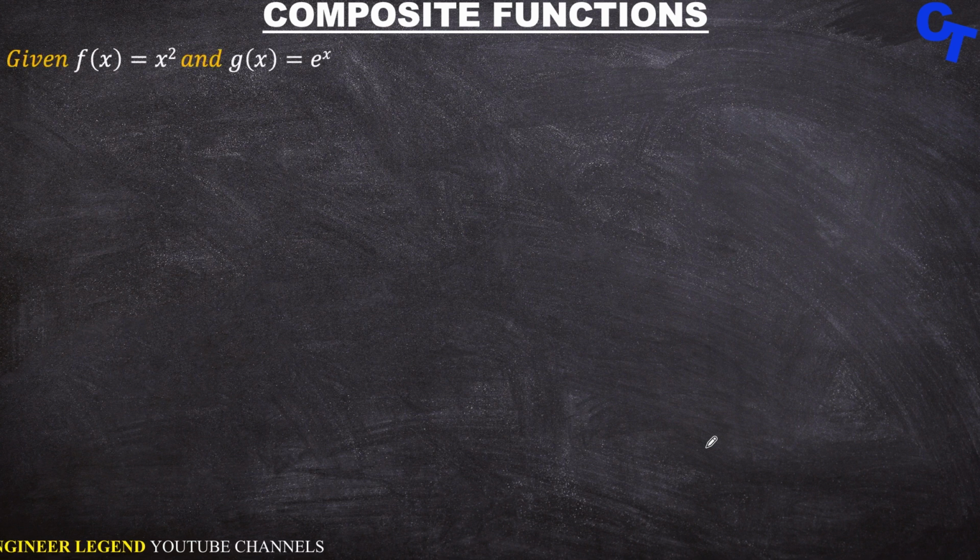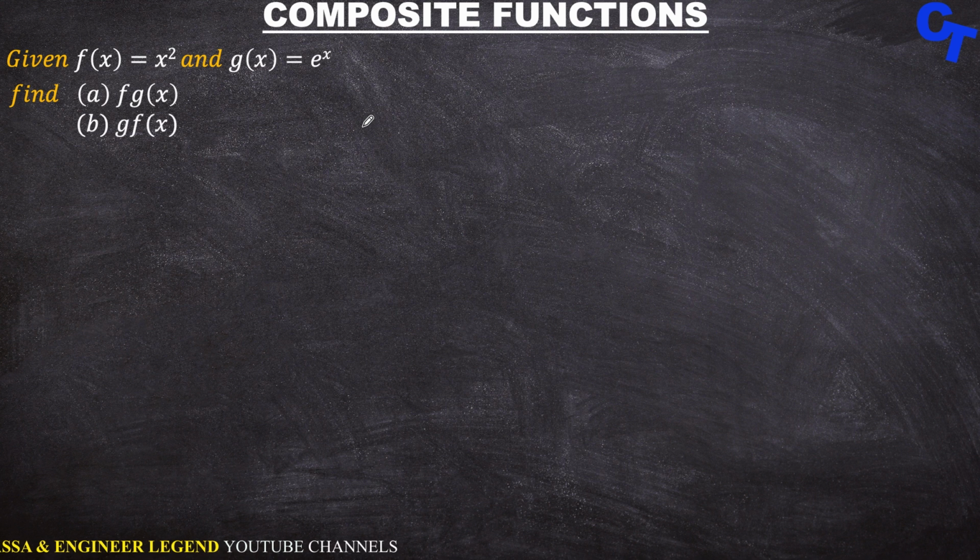Given that f of x equals x squared and g of x equals e to the power x, don't worry about f of x and g of x. It's just a letter that we have chosen. You can even replace f of x with g of x. It's just a letter, nothing has changed right here. So this is an exponential function, and we're told that we need to find fg of x.